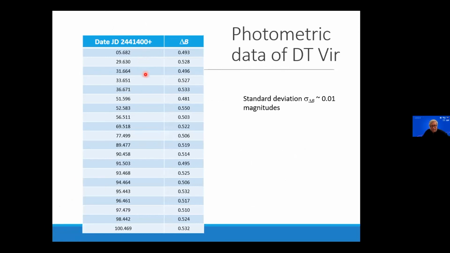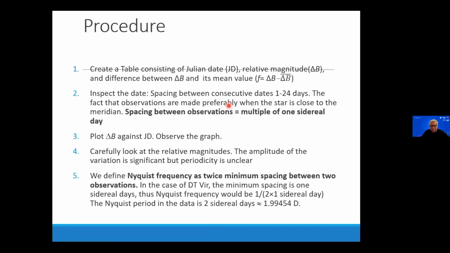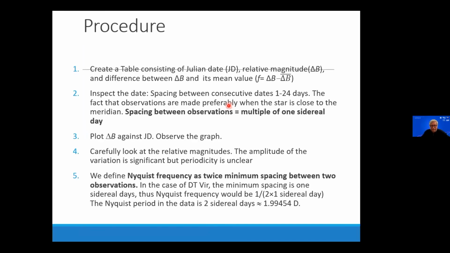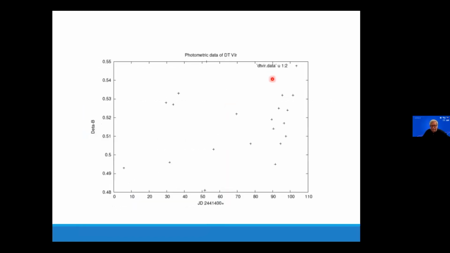Then you try to inspect the differences, because checking this will give you an idea about how to calculate the Nyquist frequency here. So plot delta B against JD. You plot this and observe the graph. This is the graph. Carefully look at the relative magnitude. The amplitude of variation is significant. Yes, you see here there's a difference in the amplitude, but no clear period here. What is the period of this? What is the shape of the light curve? That's the basic question that you have to answer here.